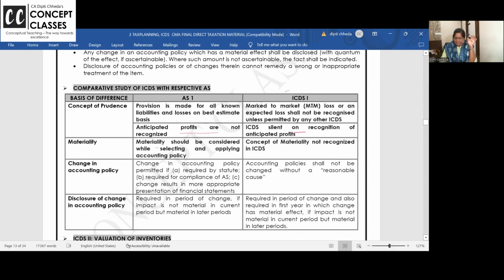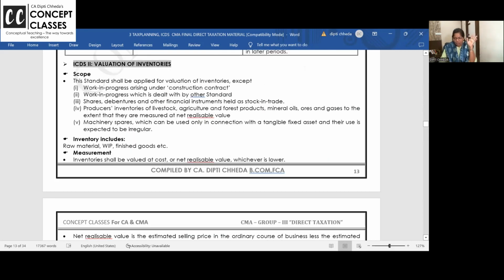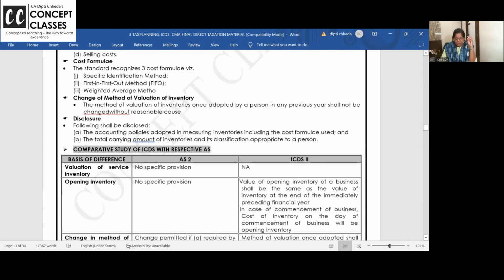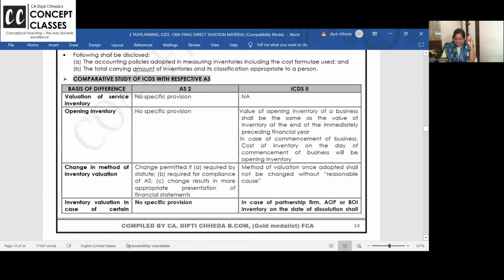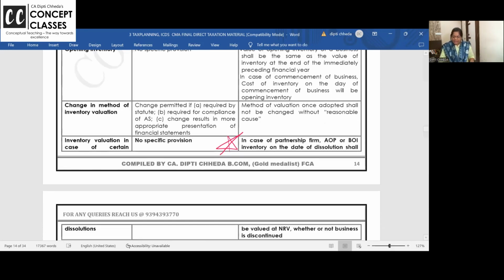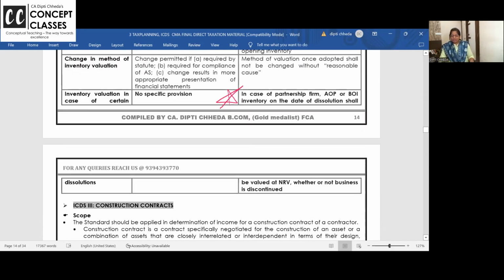ICDS says losses should be booked only when you incur them. In the same way, materiality is followed here. Concept of materiality is not followed. That's all. Valuation of inventories is exactly the same in accounting standards and ICDS, except when there is a dissolution of a partnership firm. Okay, in that case, while the partnership firm or AOP or BOI is closing, the closing stock has to be valued at NRV, whether business is continued or not.